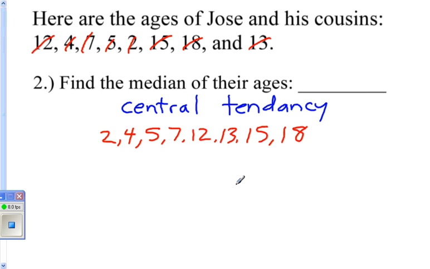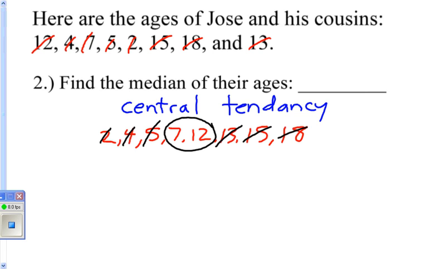So let's go and see what is in the middle in this group of numbers that are now arranged from smallest to largest. Smallest number is 2. The largest is 18. Next smallest 4. Next largest 15. Next smallest 5. Next largest 13. What we have in the middle are 2 numbers, 7 and 12.